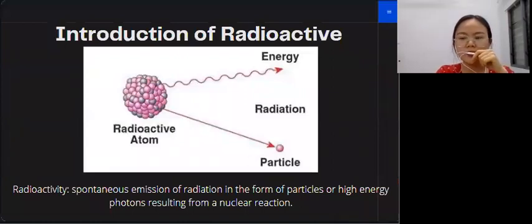Let us begin now. I'm sure all of you have heard about the recent news of Japan approving a plan to release more than 1 million tons of radioactive contaminated water from the destroyed Fukushima nuclear plant into the sea. But do you know what is radioactive and what is the danger of radioactive? Radioactivity is the spontaneous emission of radiation in the form of particles or high-energy photons resulting from a nuclear reaction.